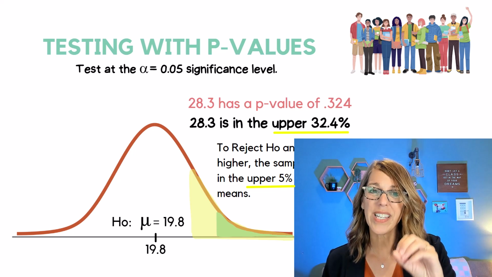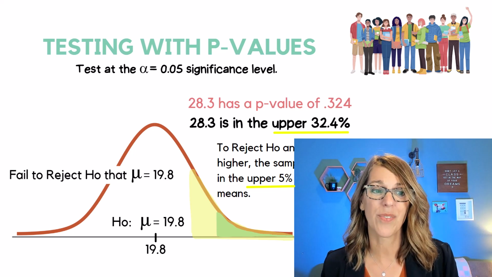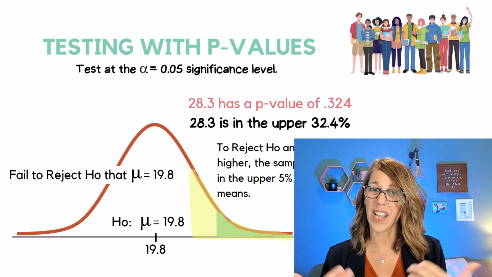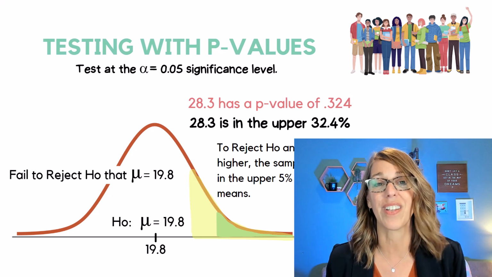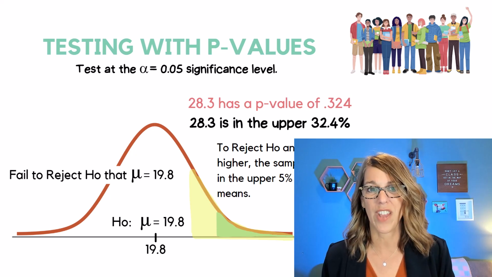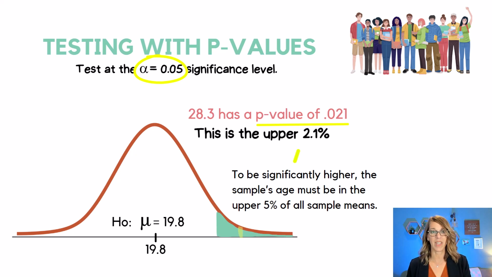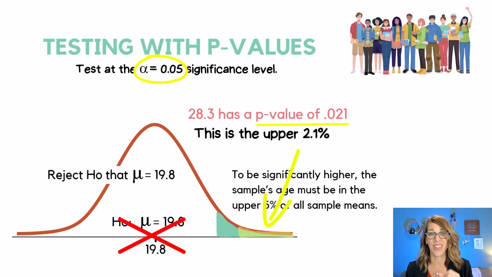So because it's only in the top 32.4%, we're going to fail to reject that mu was 19.8. We never say that we accept because maybe we just need to go and collect more data, but we fail to reject. Let's instead say that that p-value is 0.021. Notice how it's now smaller than that significance level. This tells me that my sample mean is in the top 2.1%. It only needed to be in the top 5% to be significant, so we are definitely significantly higher, and we can reject that null hypothesis.